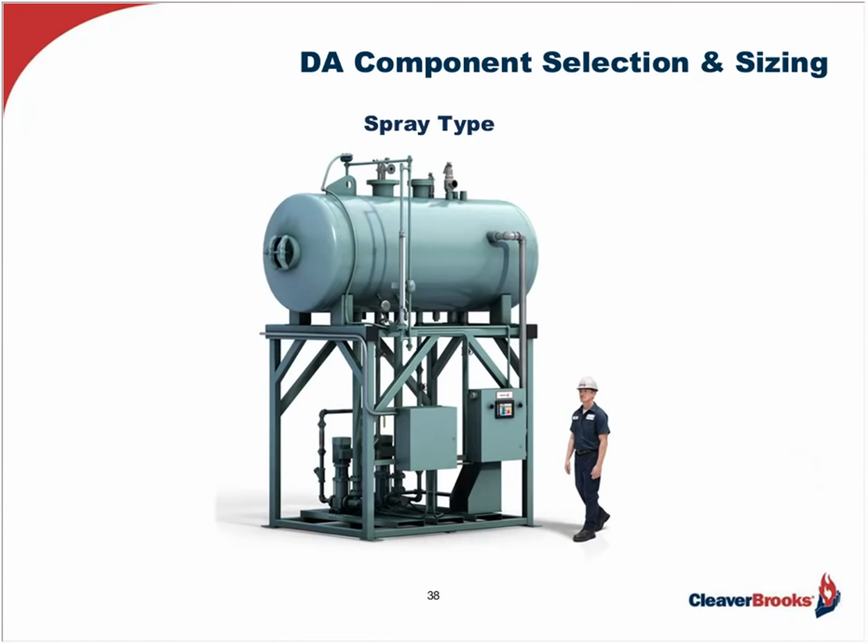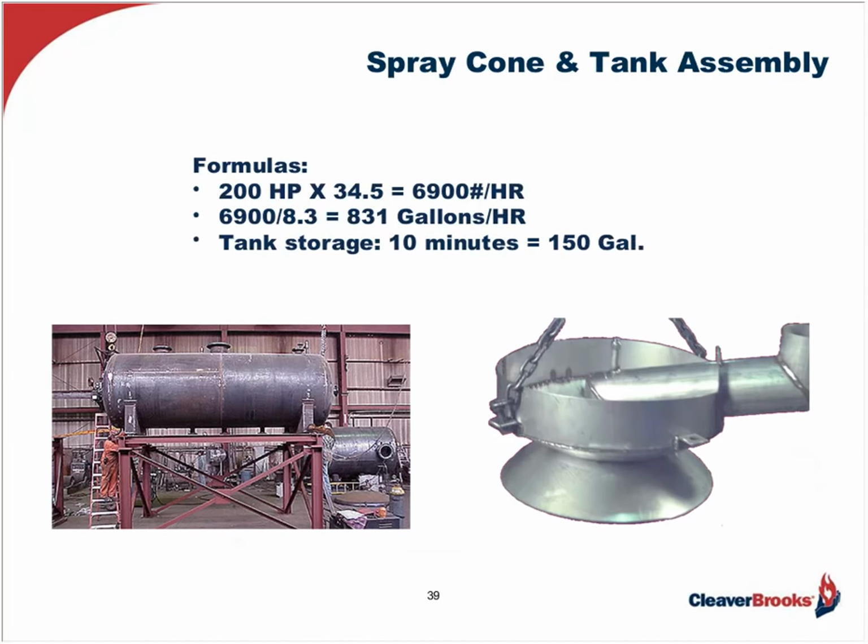Let's move on to how the major components are selected, and we'll use a spray-type DA for our example, as this is a very popular design found in many boiler rooms. Starting with the spray cone and tank assembly, we begin with the capacity of the boiler load, and for this, let's say we have a 200 horsepower boiler generating 6,900 pounds of steam per hour, or said another way, it evaporates 831 gallons of water an hour. This then is the maximum capacity for the spray cone.